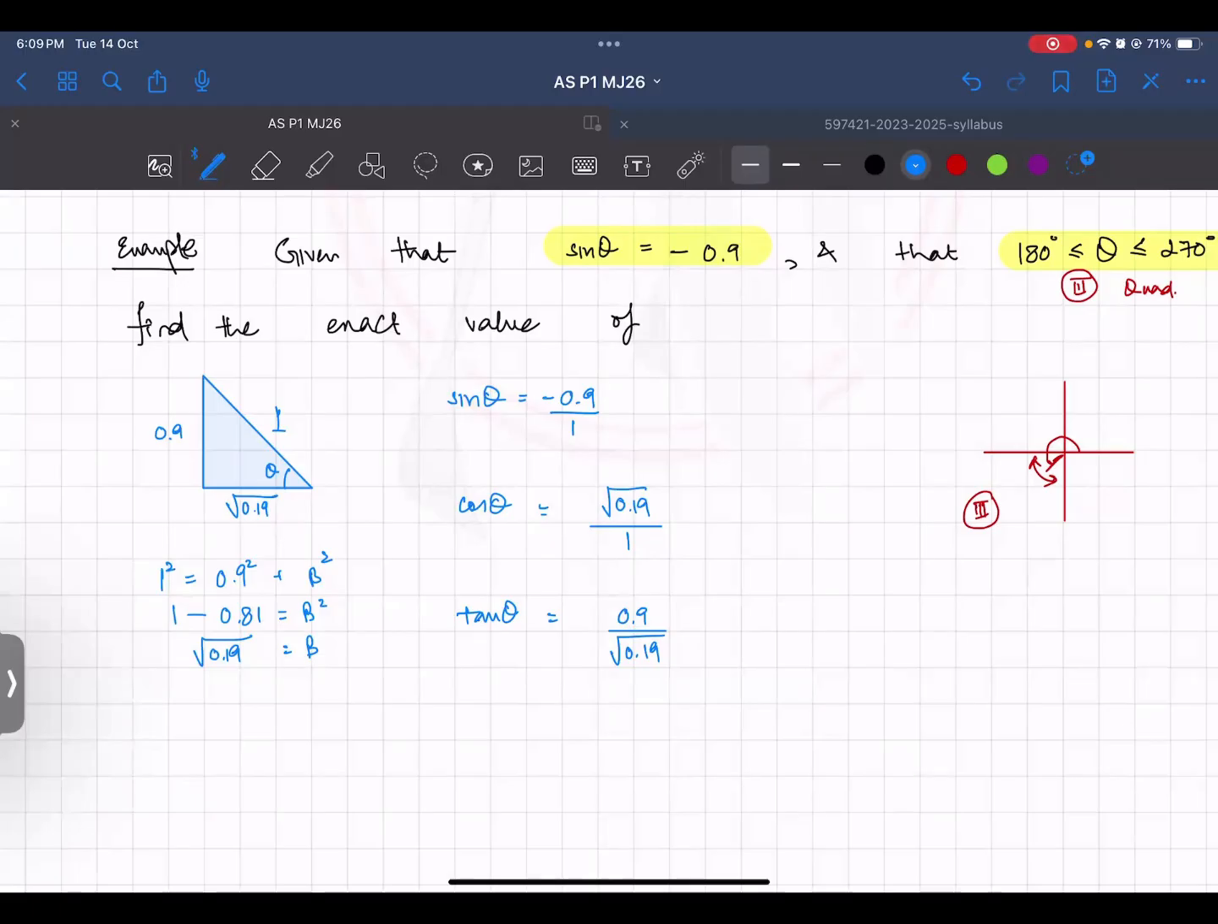And now because it is in the third quadrant, using CAST, only your tan is positive. Only the value of tan is positive. So you will keep the value of tan positive, and your cos value will be negative, and your sine was already negative, because the theta was in the third quadrant where only tan is positive. So this is the solution. This is the answer.